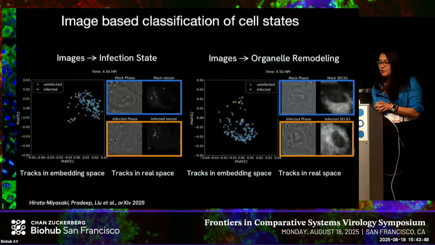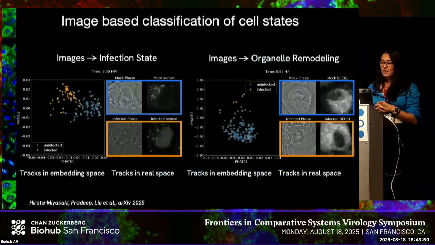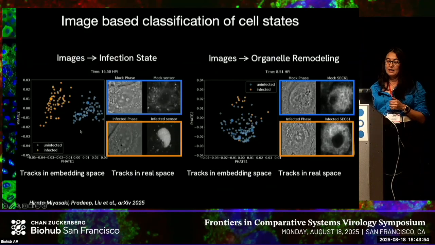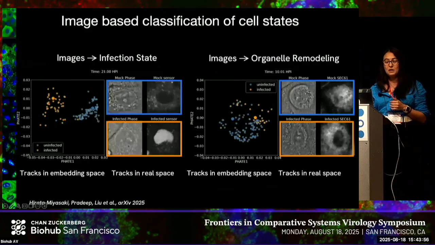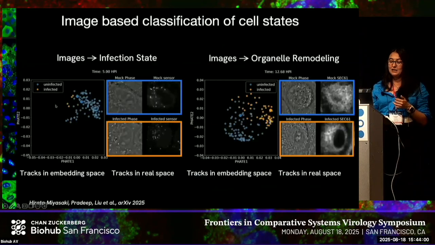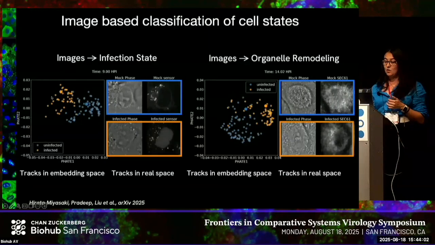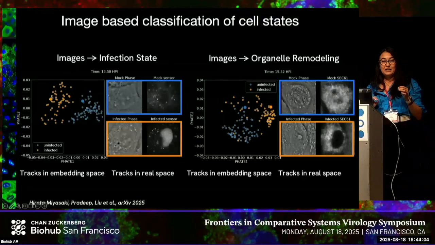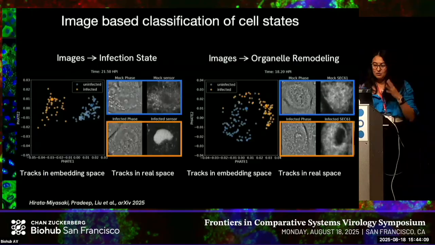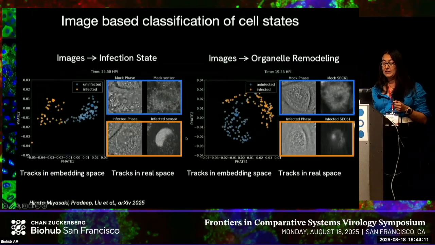This is just an example of the embedding space that I was just talking about. So these are fate maps where you can see cells here in a non-infected state in blue, and as the infection progresses, you can see them move to this area right here that is appearing right now in orange. These are annotated based on the embedding space, not on the images themselves, again, showing that this approach is working.